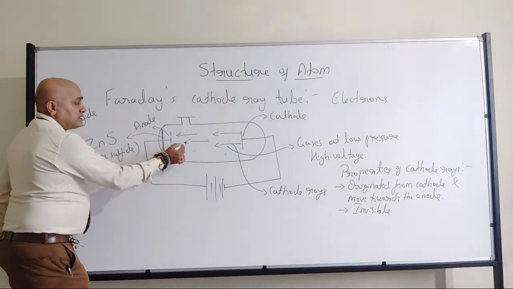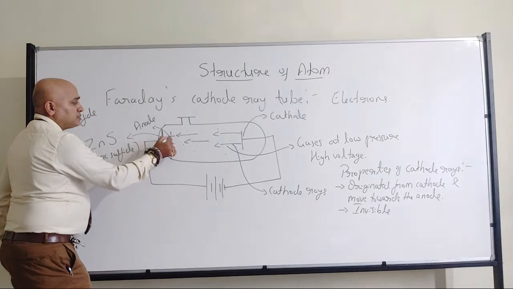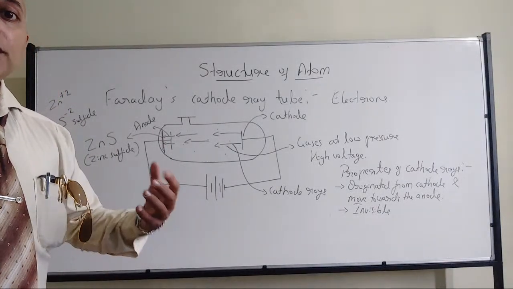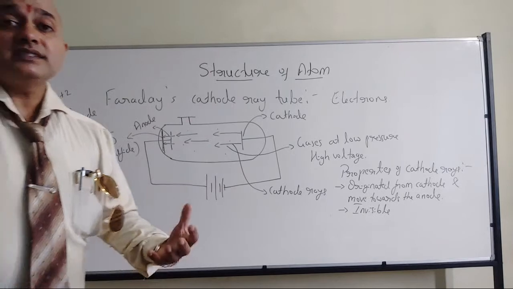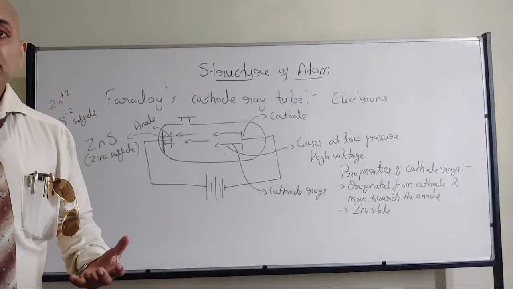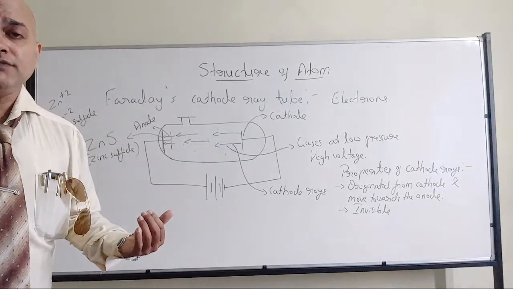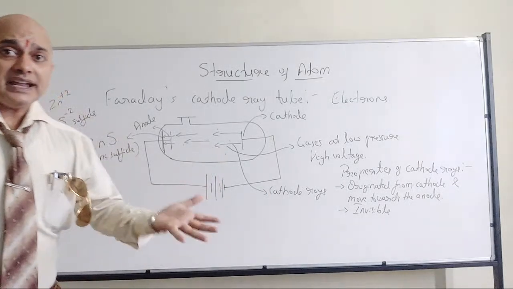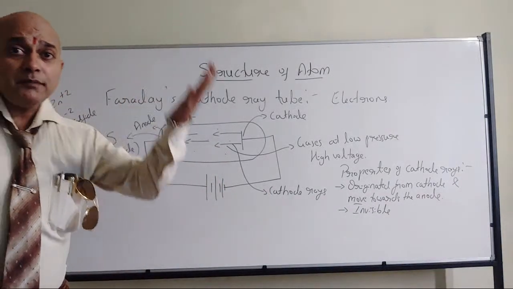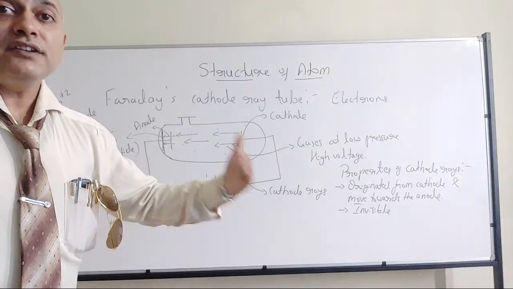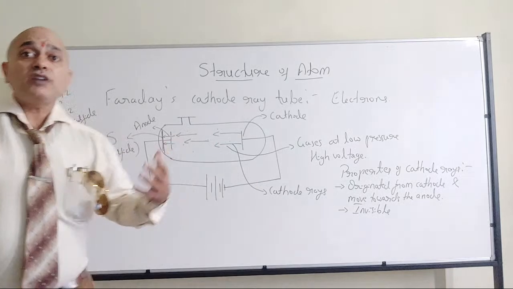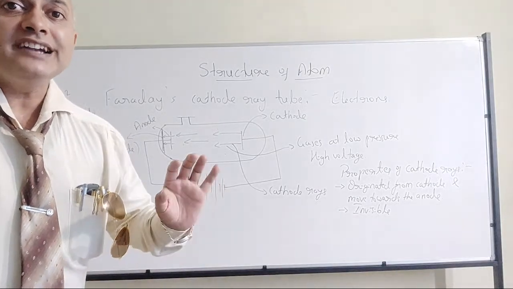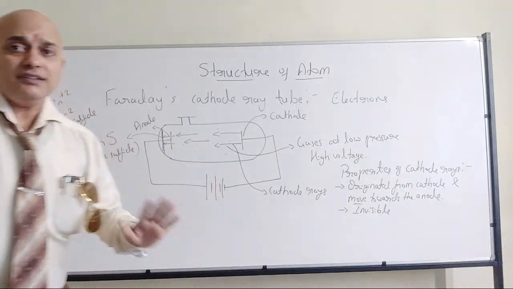Now what will happen? Some of the cathode rays can pass through these holes and hit the fluorescent screen. What do we mean by fluorescence or phosphorescence? These are materials that take up energy, which can be in the form of radiation. When they take up the energy, electrons get excited, and when they come back, they emit radiation of a different wavelength. That is called fluorescence. Don't worry, we are going to discuss this during hydrogen spectra, a very important topic.